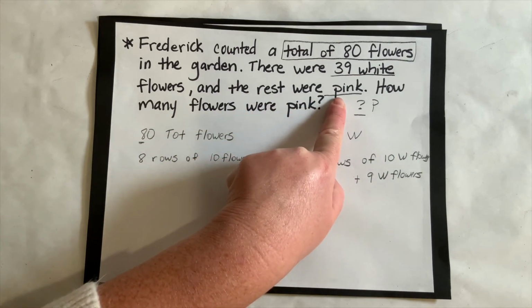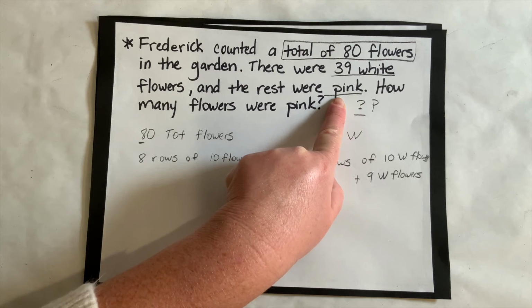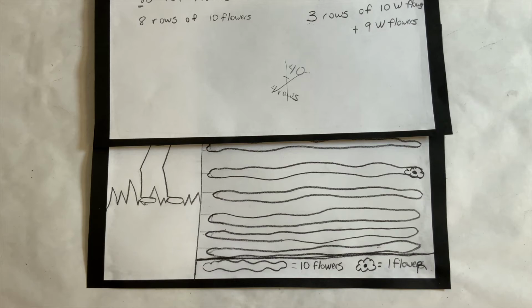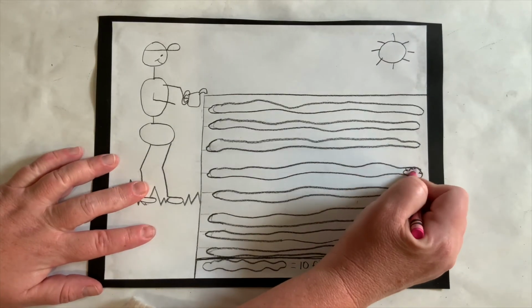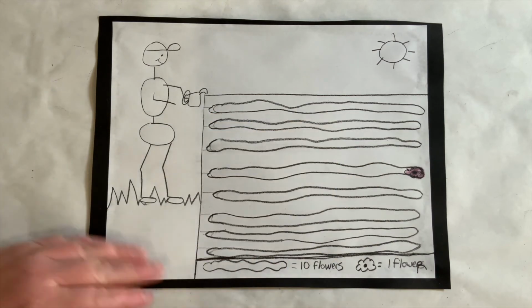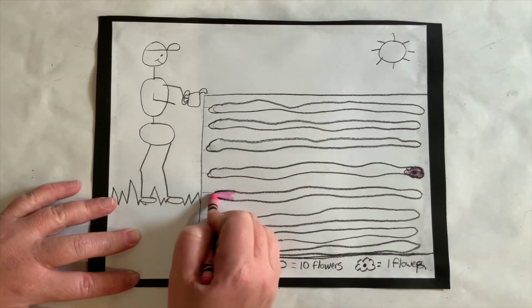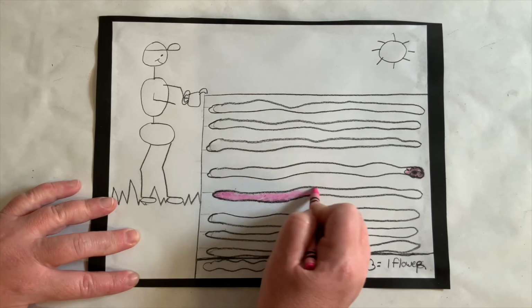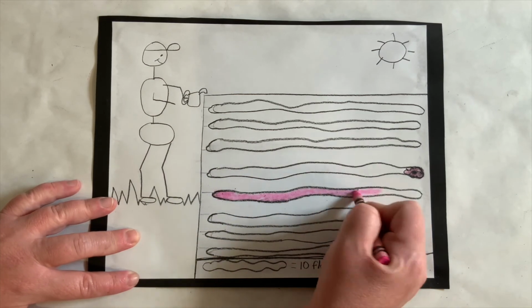So that means we're going to color all the other flowers pink, including this little one. Right? There was only 39, so we're going to color this pink. And that means all the rest are pink. So here are my pink rows of flowers.